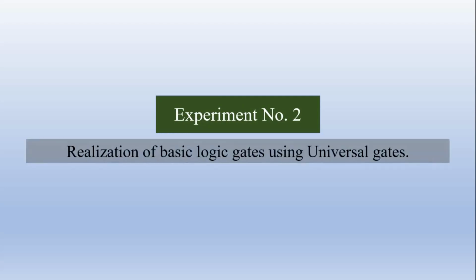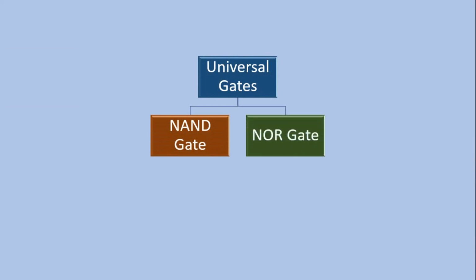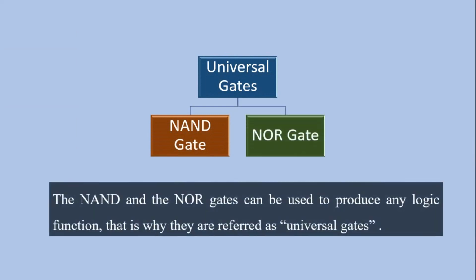Today we will perform experiment number 2 of Digital Electronics Lab: realization of basic logic gates using universal gates. What are the universal gates? Universal gates are NAND gate and NOR gate. The NAND and the NOR gates can be used to produce any logic function. That is why they are referred to as universal gates.